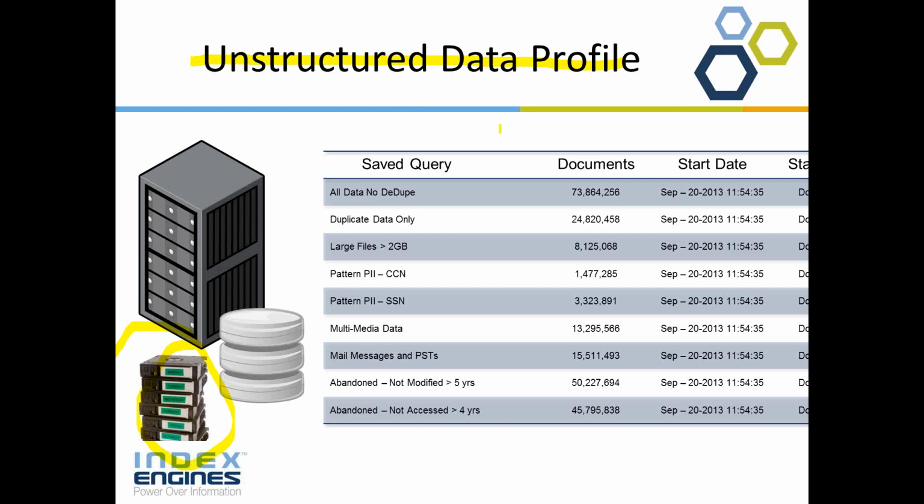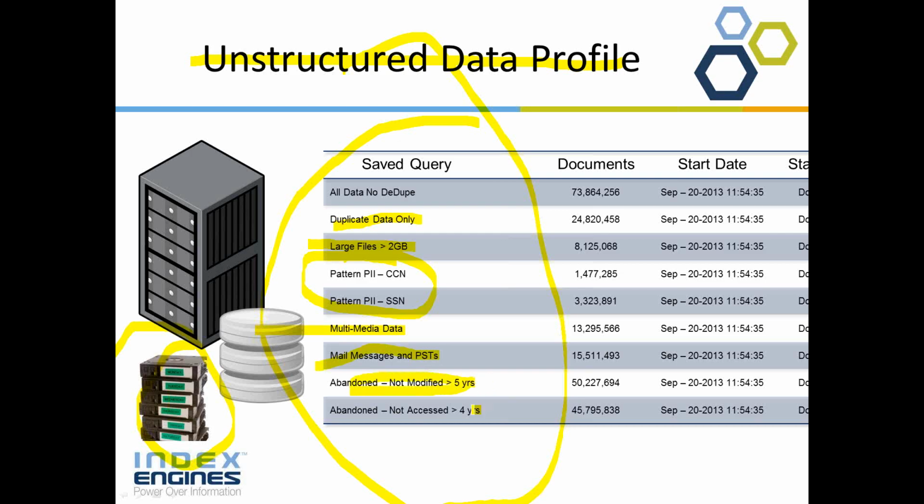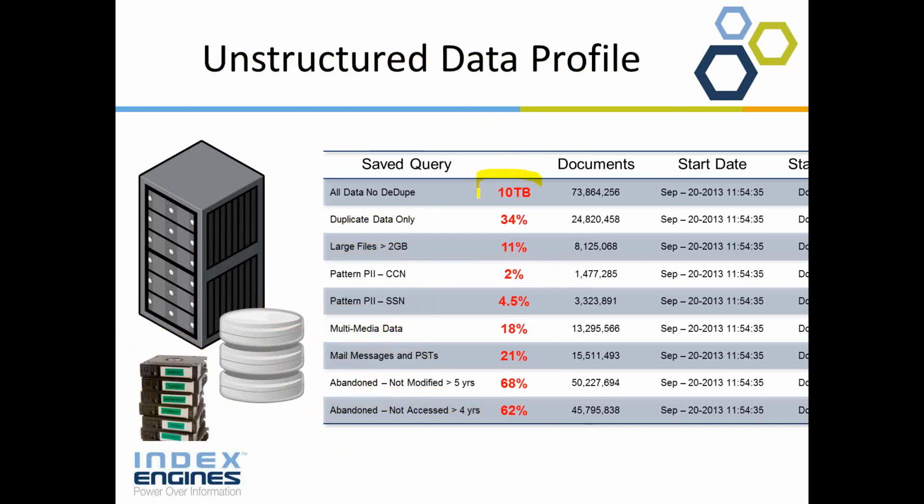So this is a sample project we did with 10 terabytes of data. It's a small environment where we had different profiles or classifications set up, looking at duplicate data, looking at where the large files are, looking for patterns like PII, which includes Social Security numbers and credit card numbers, looking for multimedia data like movies, videos, iTunes libraries, looking for PSTs and mail, and then looking for things like abandoned data, stuff that hasn't been modified in more than 5 years, stuff that hasn't been accessed in more than 5 years. And in this environment there is about 10 terabytes of data, about 73 million files.